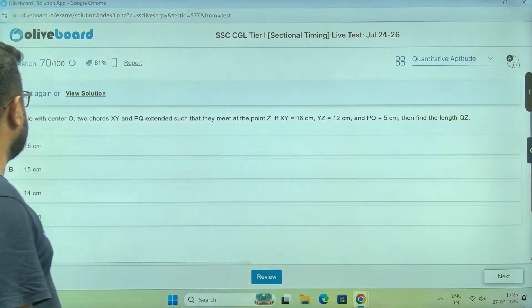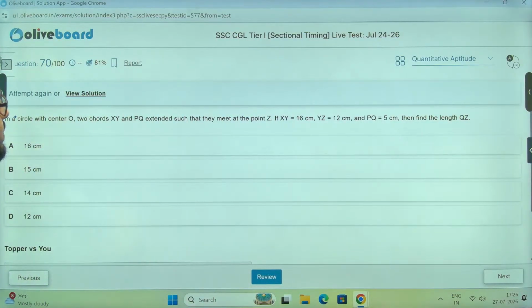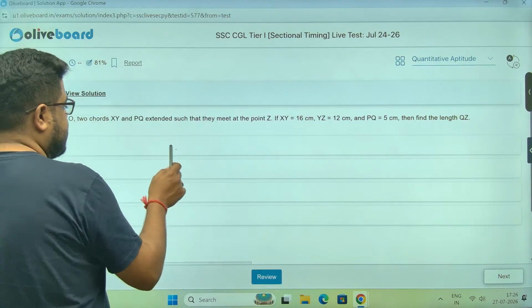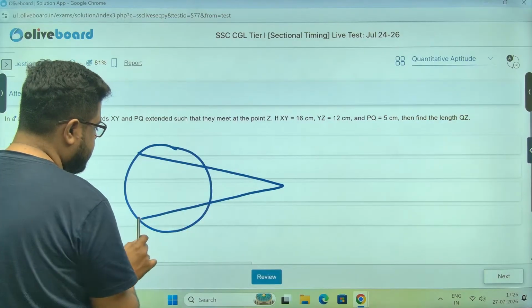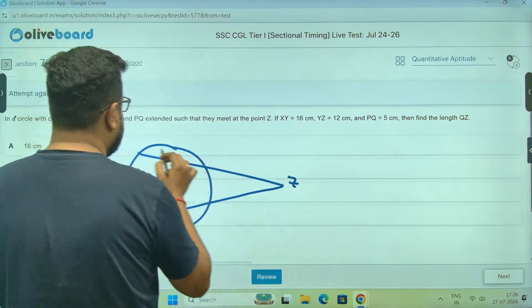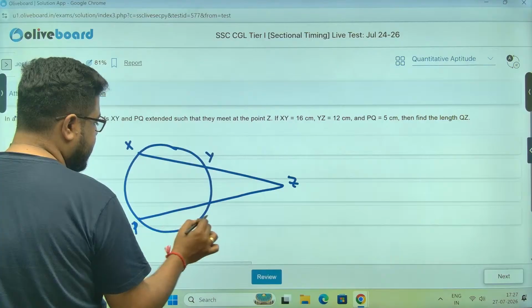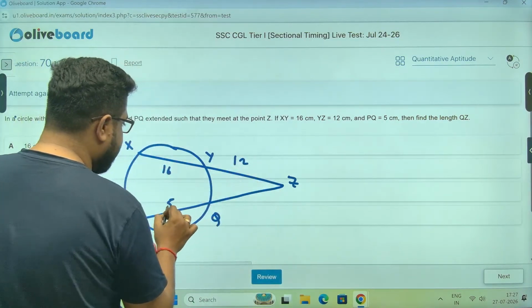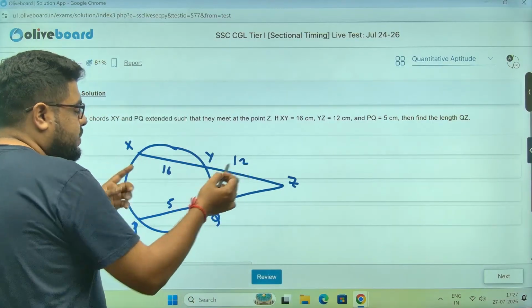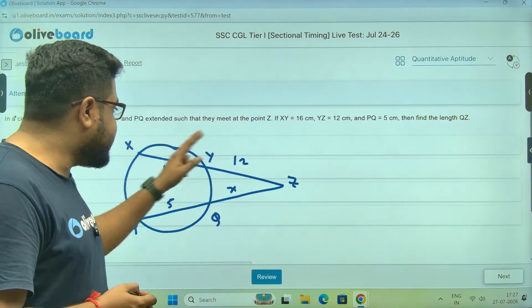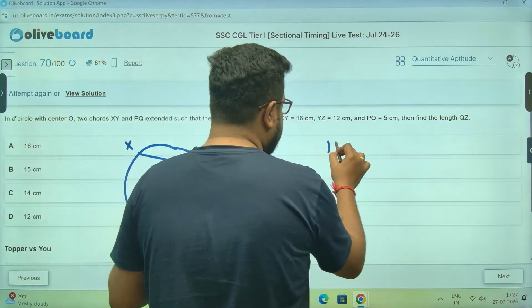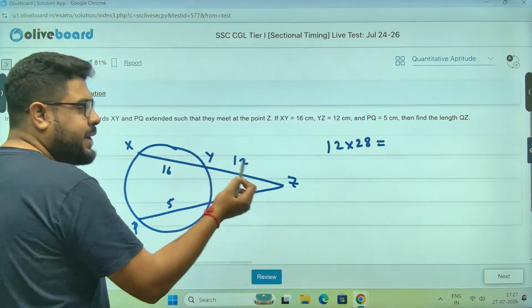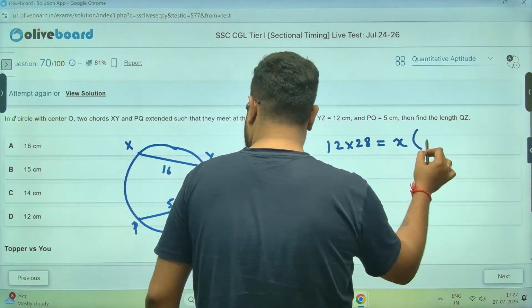Next one, please, sir. A circle with two chords XY and PQ such that they meet at Z. Okay, sir, second theorem. XY is one chord, PQ is the other chord. They meet at Z. XY is 16, YZ is 12, PQ is 5. I'm taking X. So the second theorem says XZ into YZ, where YZ is 12 and XZ is 28, sir, 16 plus 12, is equal to QZ into PZ. So QZ is X and this is X plus 5.